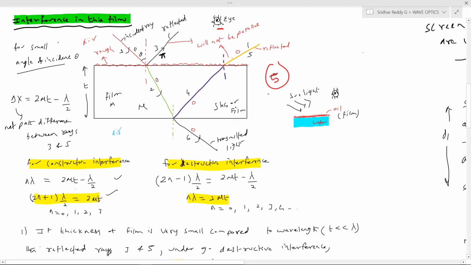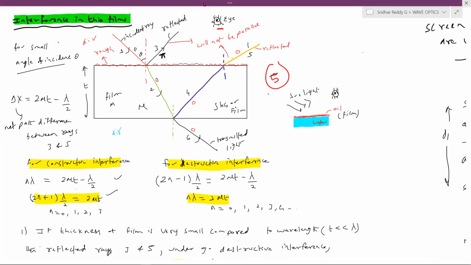Now we'll discuss interference in thin films.